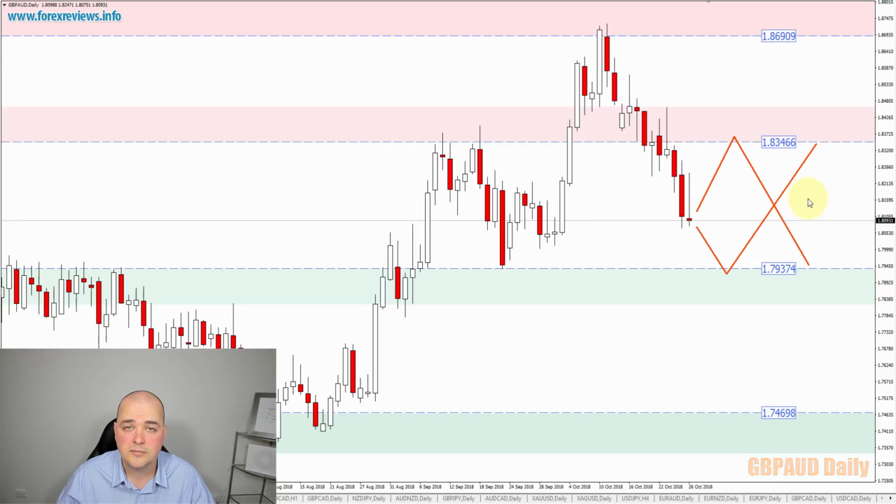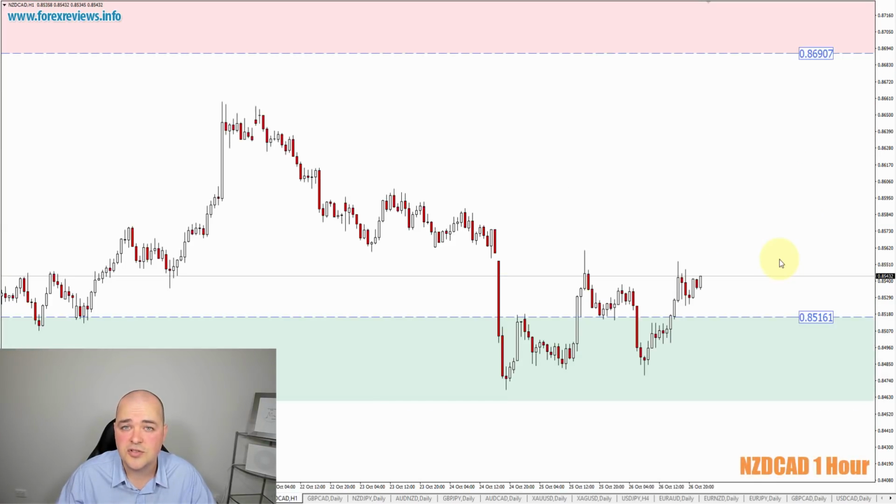Okay, well that's it for that market. The next pair to cover is New Zealand CAD, and I'm on the 1 hour chart on this market this week. What I'd like to hold on this market this week is a potential long-term target area to the upside for all those people holding a buy trade on this market from the recent test of the 85.16 zone area, which is a potential bullish evidence area on this market.